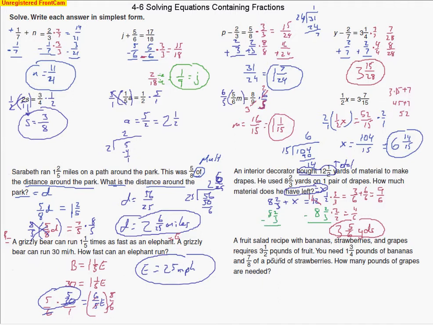Well, last problem here. It says a fruit salad recipe with bananas, strawberries, and grapes requires 3 1/2 pounds of fruit. So that's a total. And so you need 1 3/4 pounds of bananas, 7/8 pounds of strawberries. How much of the grapes do you need? Well, let's write it this way. 3 1/2 minus, and then we've got to add these two amounts together. So we've got 1 3/4 plus 7/8. I have to add those because those two are combined together with the grapes. We just don't know what the grapes are, so we'll subtract that amount from the total.